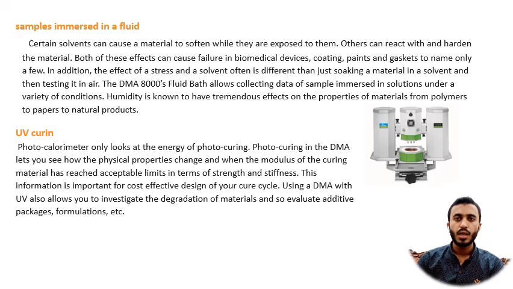Ultraviolet curing. A photocalorimeter only looks at the energy of photocuring. Photocuring in DMA lets you see how physical properties change and when the modulus of the curing material has reached an acceptable limit in terms of strength and stiffness. This information is important for cost-effective design of your UV cure cycle. Using DMA with ultraviolet also allows you to evaluate degradation of material and so evaluate additive package formulation, etc.